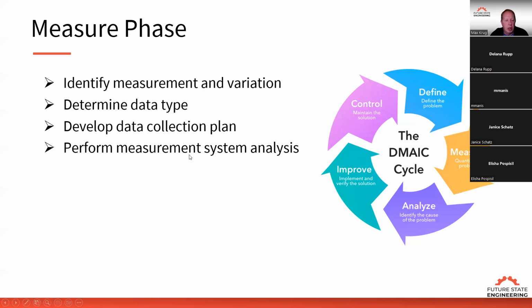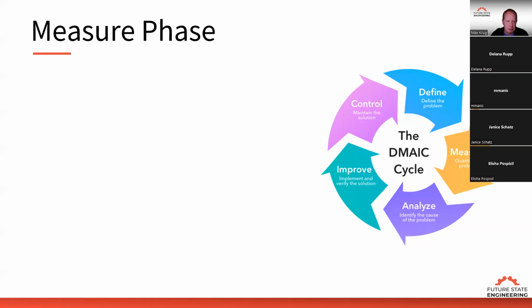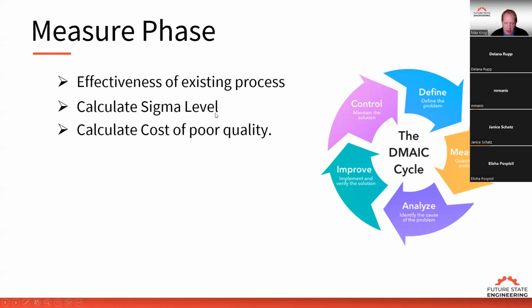So we need to determine what type of data we're going to collect and then develop our collection plan. Then we're going to measure our measurement system and see if it's actually capable of measuring that accurately and precisely. That's a whole session in itself. And then we're going to collect our data. Then we're going to perform our capability analysis. So how is the process performing today? So what's the effectiveness of the existing process? Let's calculate our sigma level. So how much variation is in the process according to that chart that I showed earlier. And then let's calculate our cost of poor quality. So if we're not able to meet the customer requirements, how much is that costing us as an organization?